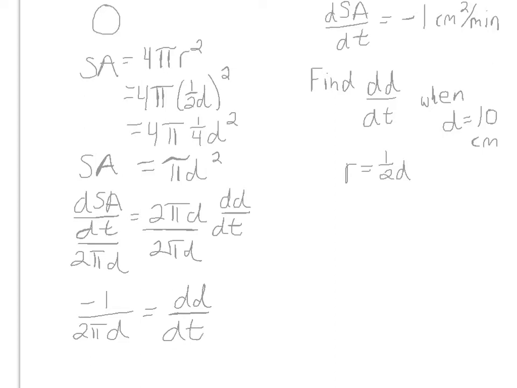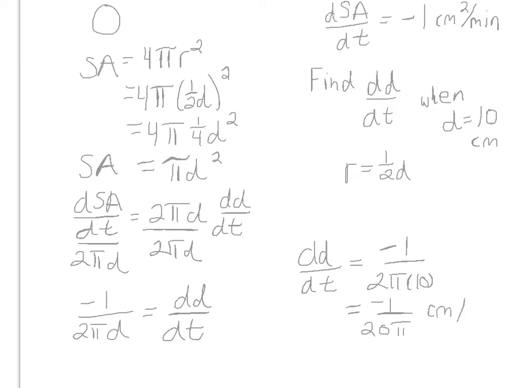So now we want to know the rate that our diameter is decreasing when the diameter is 10. So now all I'm going to do is plug in 10 for the diameter. So I have the final answer of -1 over 20 pi, and the units would be centimeters per minute.